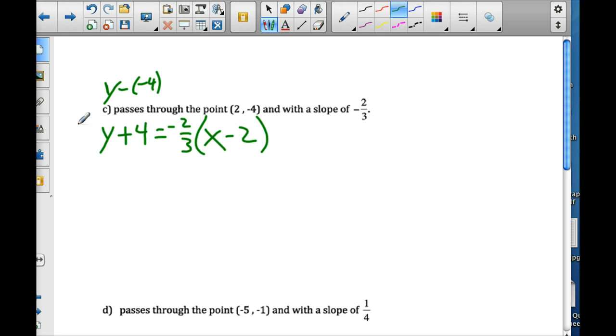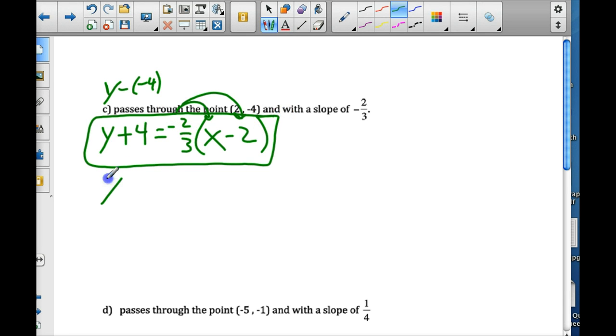Now, we really threw a curveball at you here. When you start solving this thing for y, everybody distribute your -2/3. So that's one of our answers. Y plus 4 equals, who can distribute -2/3? What do you guys think? Holly, give it a shot.